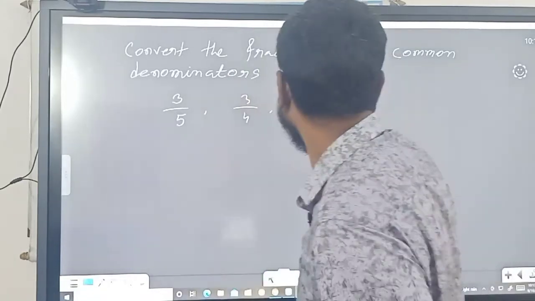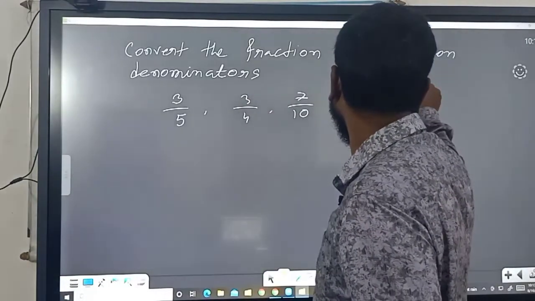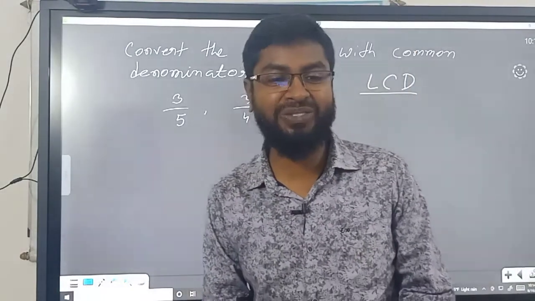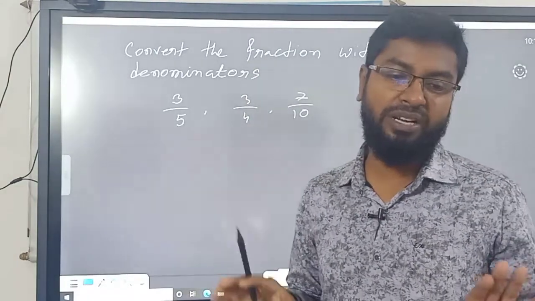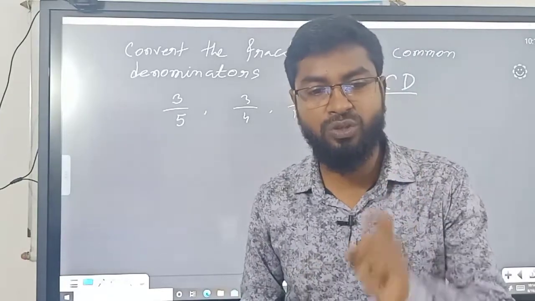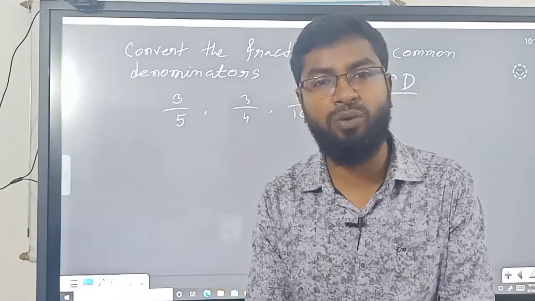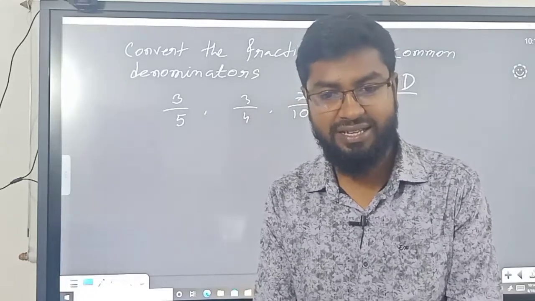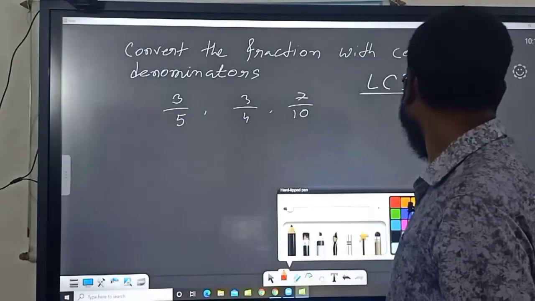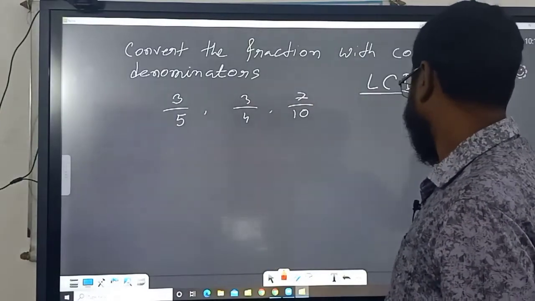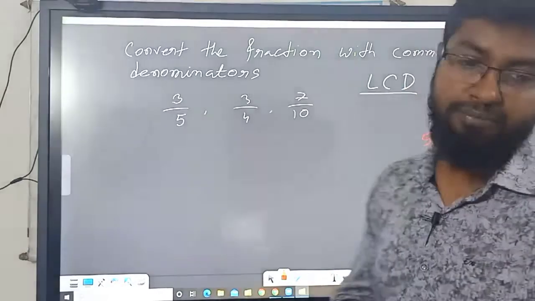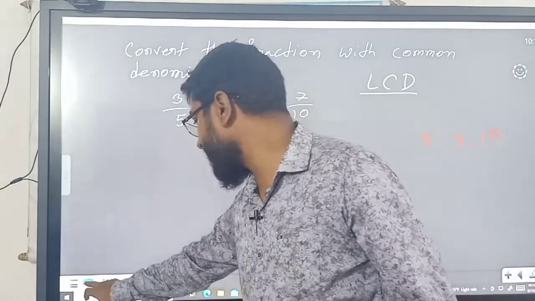Yes, the term is LCD, least common denominator. This one we have to do. The process is we have to find the LCM of the denominators. What are the numbers? 5, 4 and 10. What is the LCM? Who can tell me first the LCM?